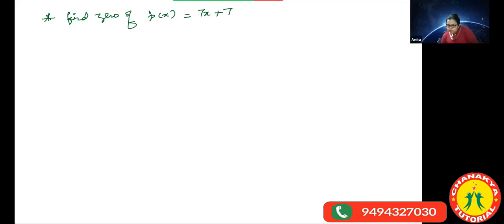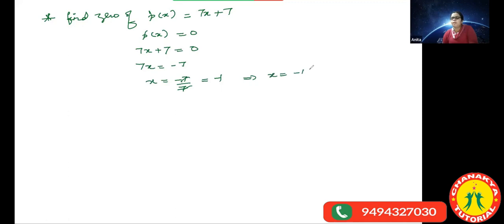Yes, it's visible. Good. So we have learned how to find the zero of the polynomial. You will put p(x) equal to 0. Then 7x plus 7 equals 0. Then 7x equals minus 7, and the value of x will be minus 7 divided by 7. So minus 1 is the zero.